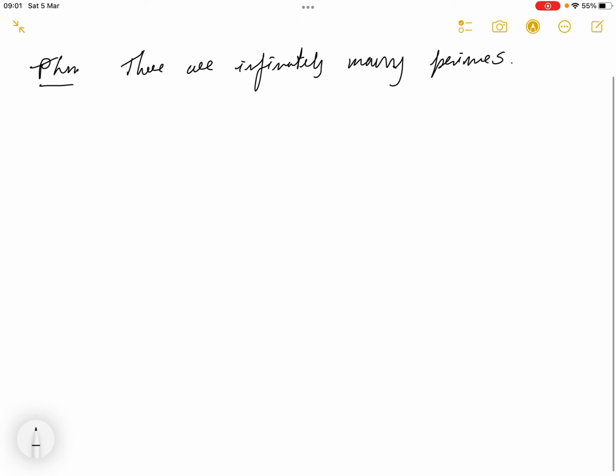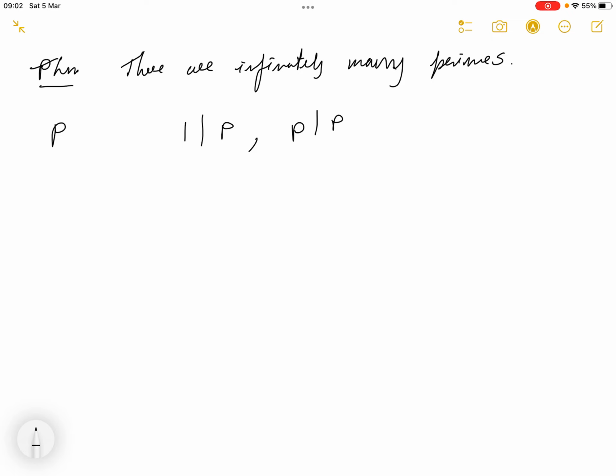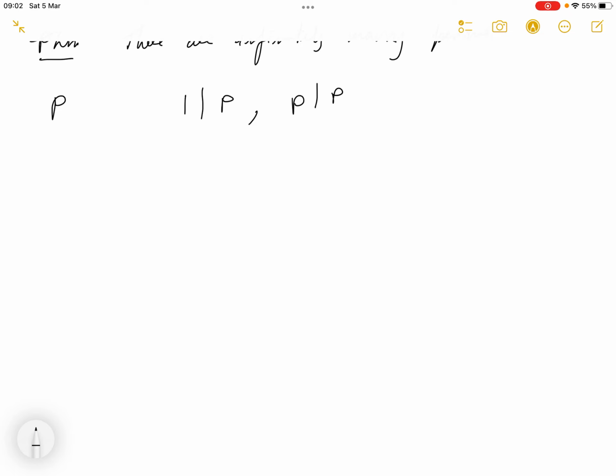I hope you remember what primes are, but if you don't, primes are numbers. So a prime number p is a number such that the only whole numbers that divide p are 1 and p itself. So no other number divides p.